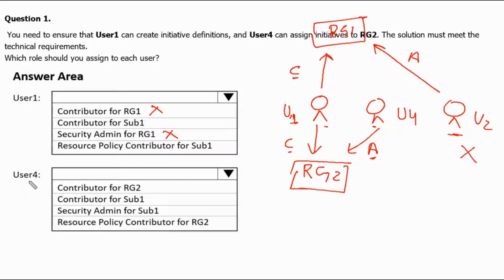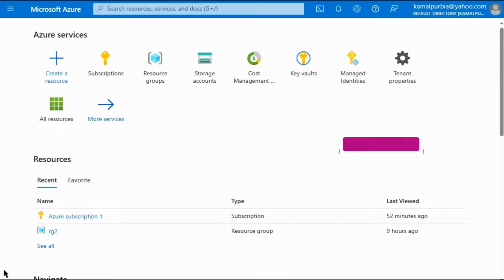Next section is the role for user 4. We can see in the diagram that user 4 requires assign permission for resource group 2 and there is no permission requirement for resource group 1. Therefore, the roles contributor for subscription 1 and security admin for subscription 1 are ruled out. Now we are left with two options, contributor for resource group 2 or resource policy contributor for resource group 2.